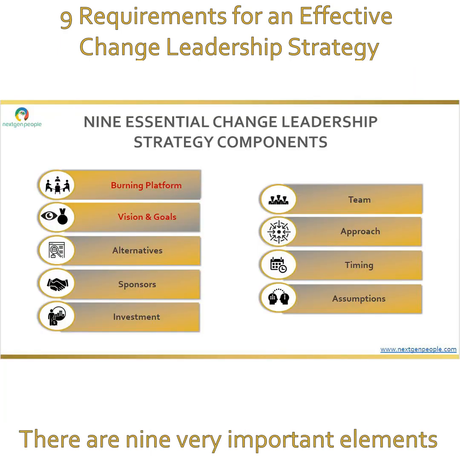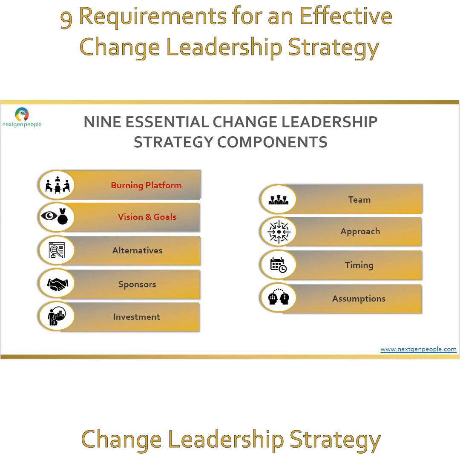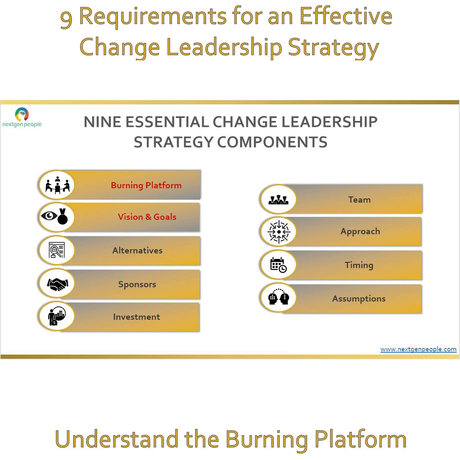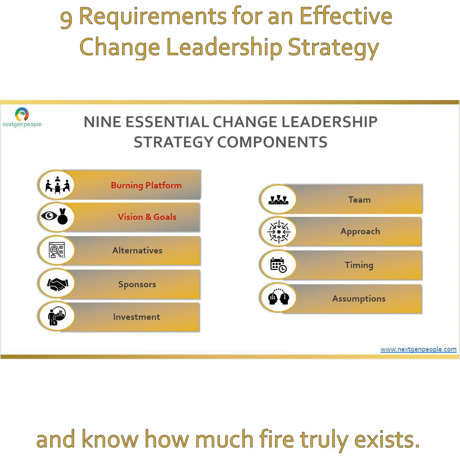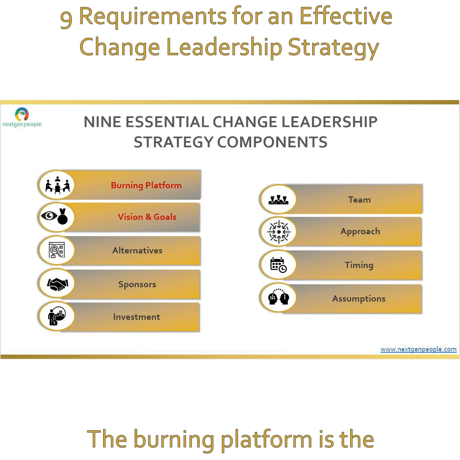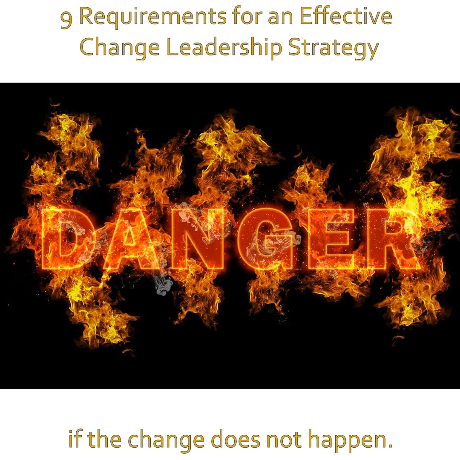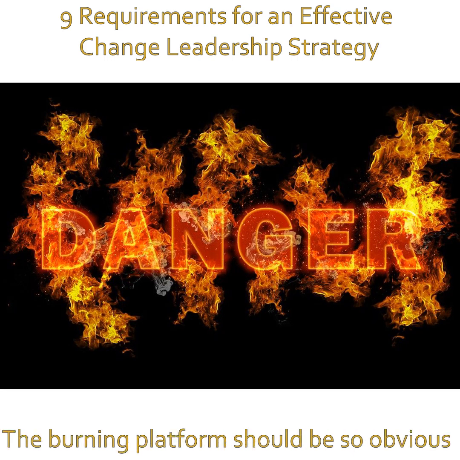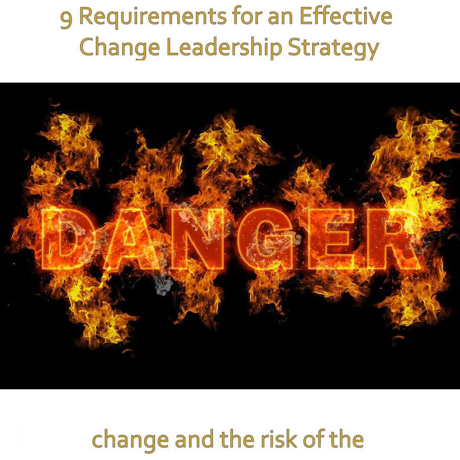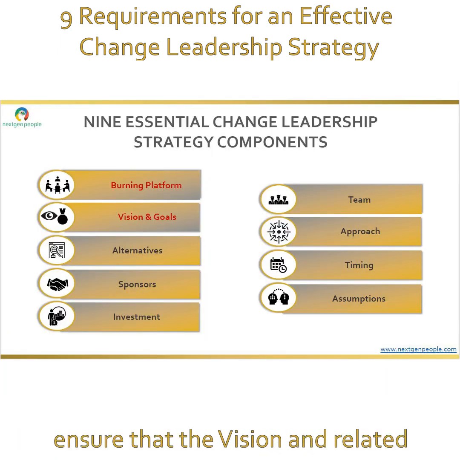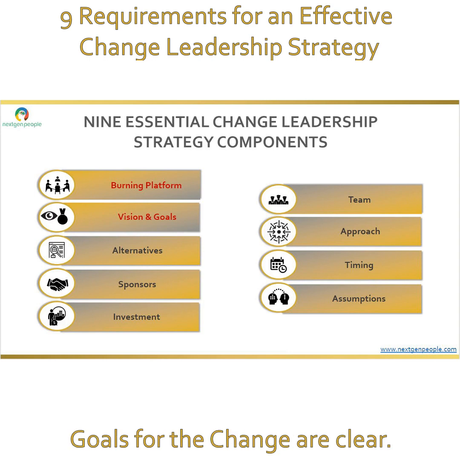So there's 9 very important elements to address when developing the change leadership strategy, and we're going to get into those right now. Number 1 is understanding your burning platform. That's the reason why you need to make that change happen. Understand the burning platform and, metaphorically speaking, how much fire really and truly exists. The burning platform is the largest reason for the change. It implies that there's serious danger if that change doesn't happen, and that obviously if it does happen, it's going to be significant benefit.